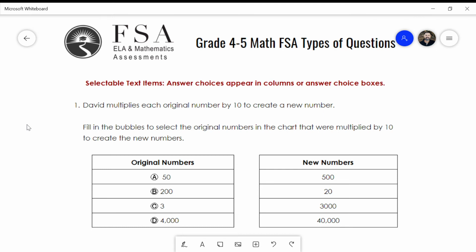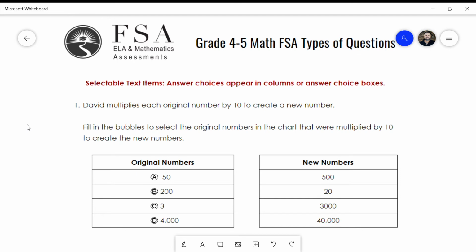This video is focusing on the 6th type of question, which is called a selectable text item. And so what that means is the answer choices appear in columns or answer choice boxes. Let's take a look at an example so that you can see what I mean by that.